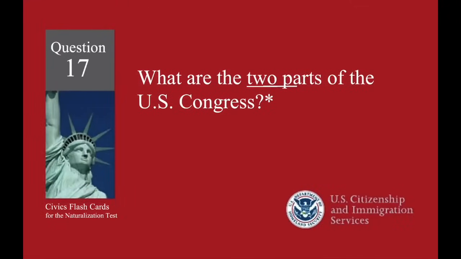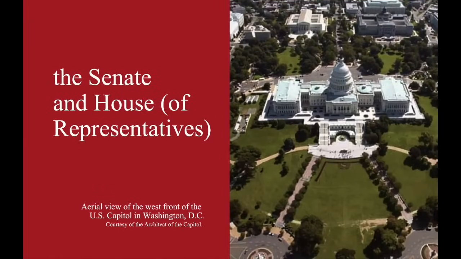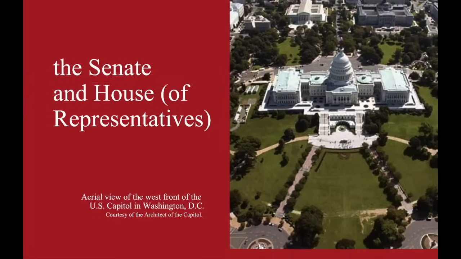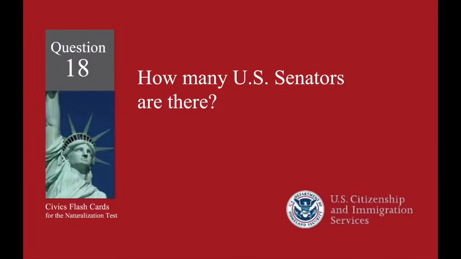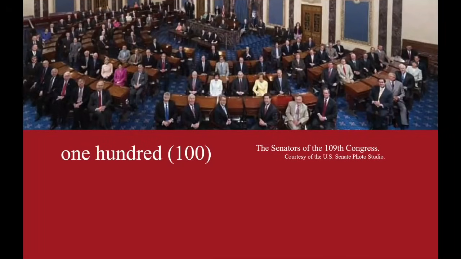What are the two parts of the U.S. Congress? The Senate and House. How many U.S. senators are there? 100.